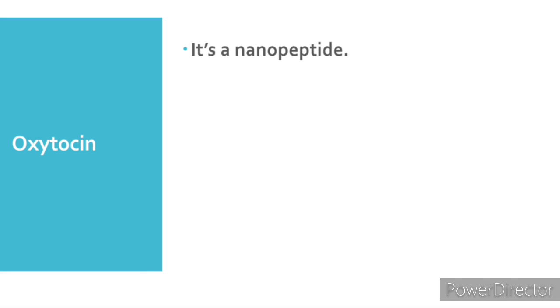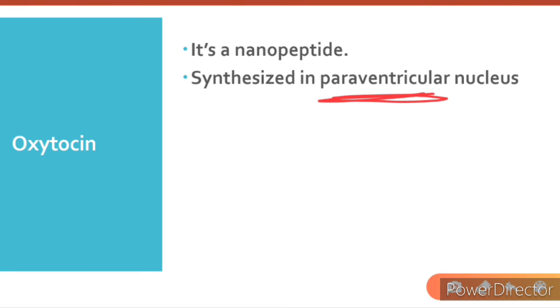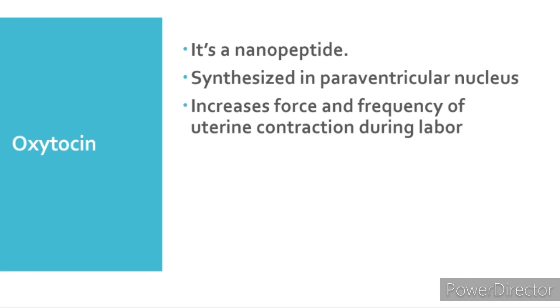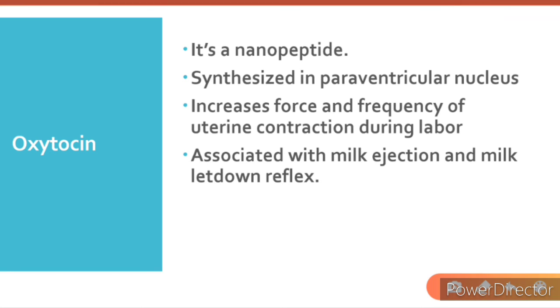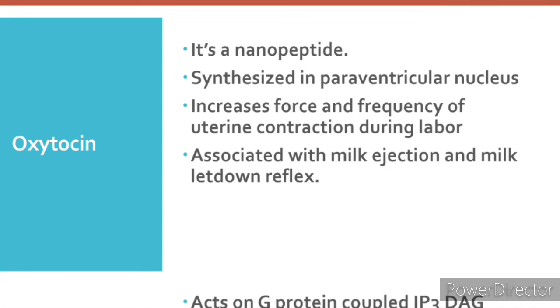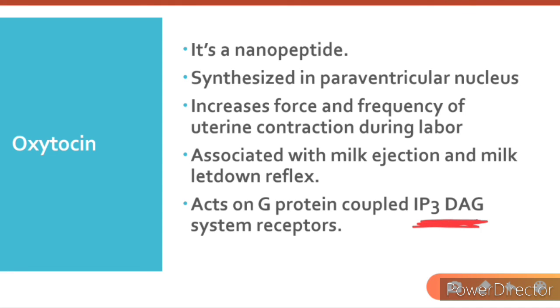Coming to oxytocin, it is a nonapeptide. It is synthesized in the paraventricular nucleus. Guys, this is also important. Okay, I have seen a few MCQs regarding this. It increases force and frequency of uterine contraction during labor, and it is associated with milk ejection. Okay, prolactin was with milk production, oxytocin is with milk ejection and the milk letdown reflex. So don't get confused. And it acts on G protein coupled IP3 DAG. Remember guys, this is the second messenger system we studied in our previous video lecture.